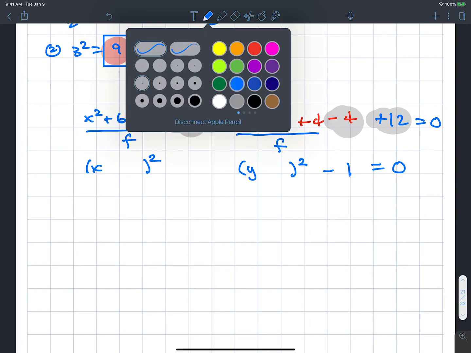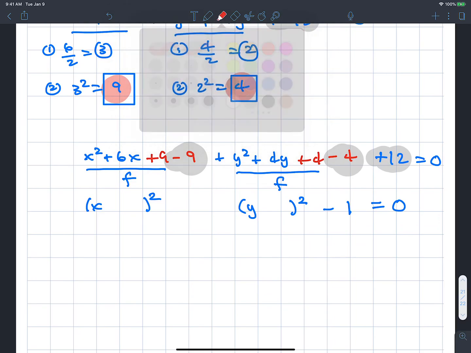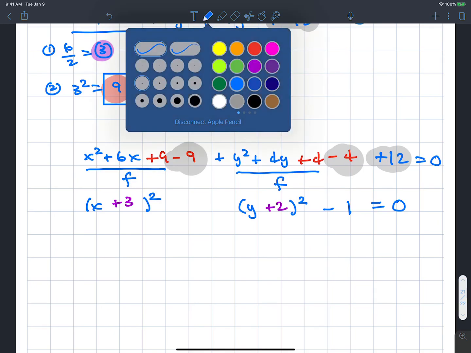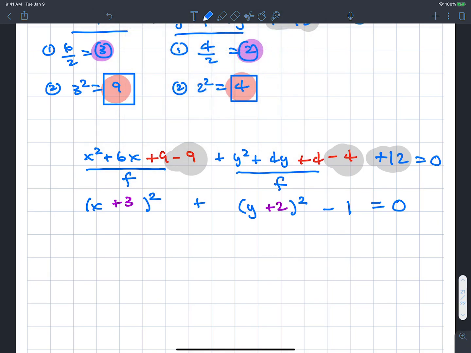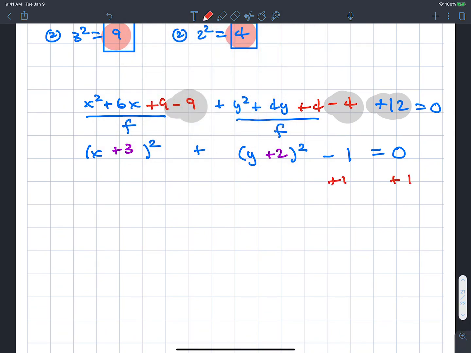Don't really factor. Let's get out the purple. Because for the x variable, x plus 3, for the y variable, plus 2. So we're almost there, ladies and gentlemen. If you just add 1 to both sides, like you've been doing, you obtain this: x plus 3 squared plus y plus 2 squared is 1.